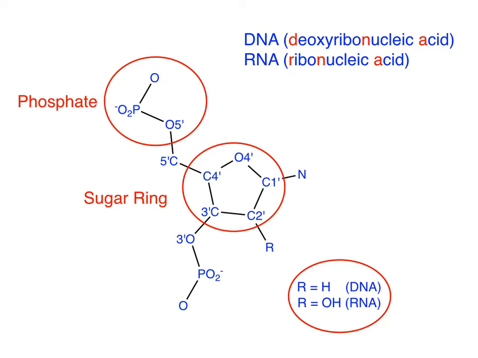The possible choice of bases for DNA and RNA are also different. Only adenine, guanine, cytosine, and thymine are present in DNA, and only adenine, guanine, cytosine, and uracil are present in RNA.